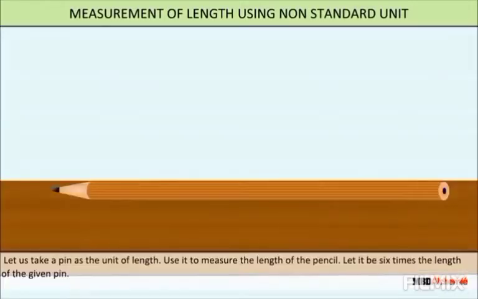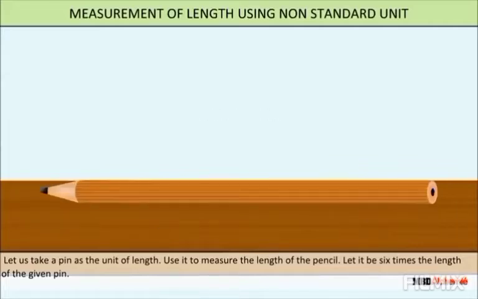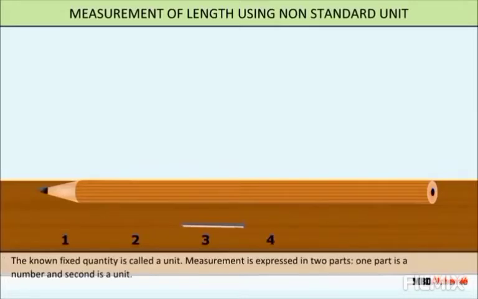Length and width of some object. We have said that measurement is a comparison. So let us measure the length of a pencil by using a pin. Here we are measuring the length of a pencil by using a pin. So we can say that the length of the pencil is equal to 5 pins. We are comparing the length of the pin with the pencil.